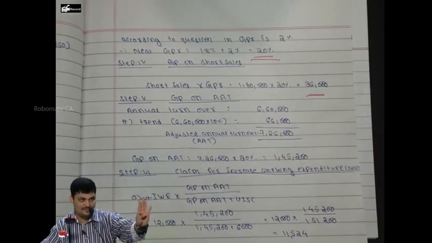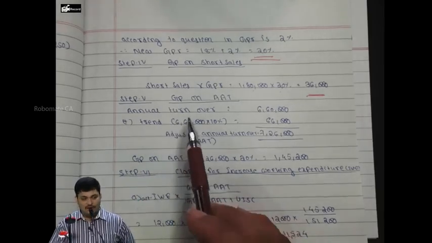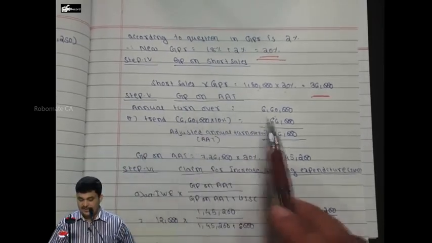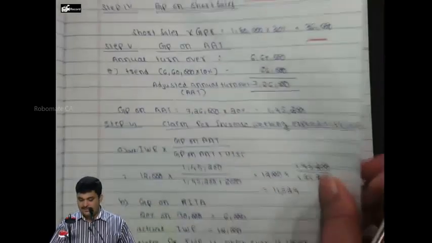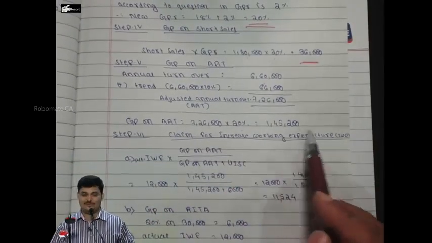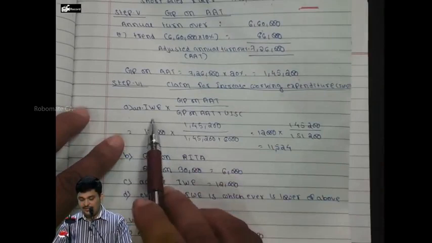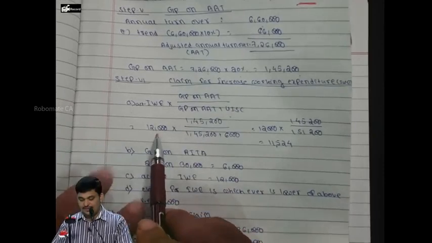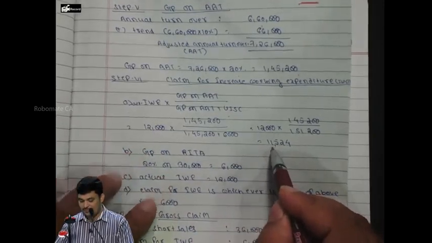Right? I hope you have completed. Be checking your notebook. GP on AAT: annual turnover 6,60,000, trend 66,000, total 7,26,000. Then GP on AAT is 7,26,000 into 20%, 1,45,200. Claim for IWE: IWE into GP on AAT by GP on AAT plus uninsured standing charge. So 12,000 is the expenditure into 1,45,200 by 1,45,200 plus 6,000. We got 11,524.